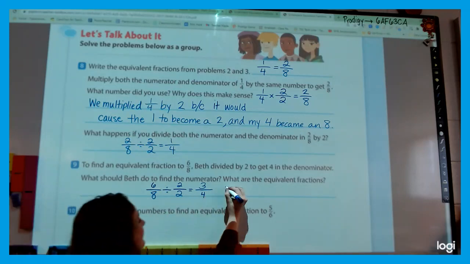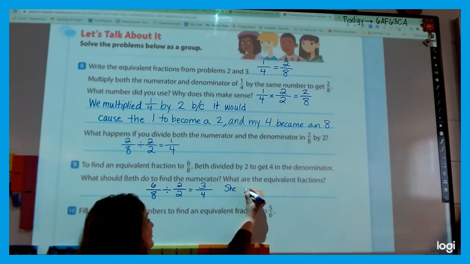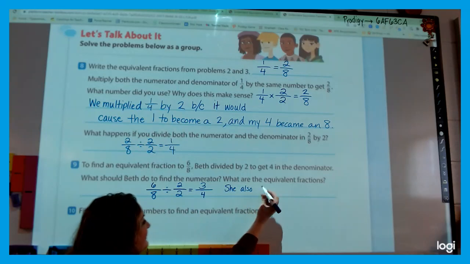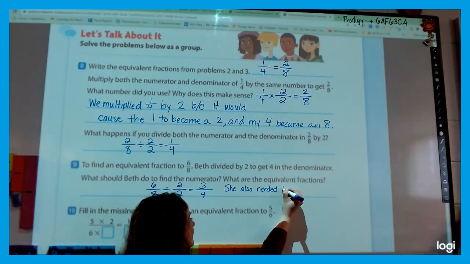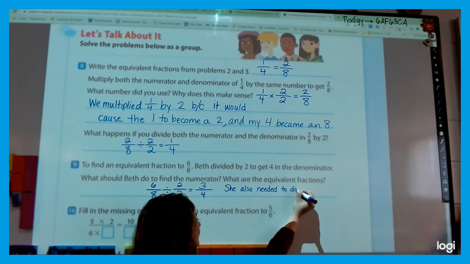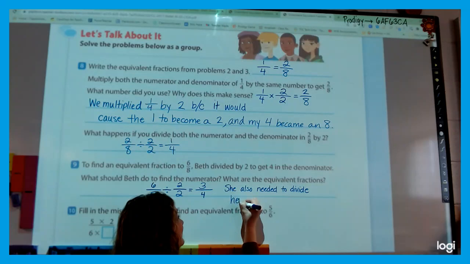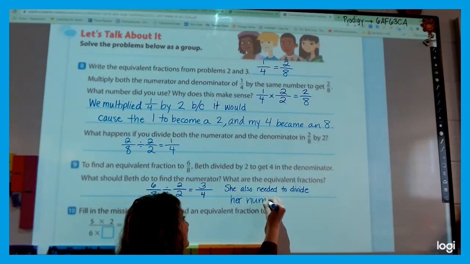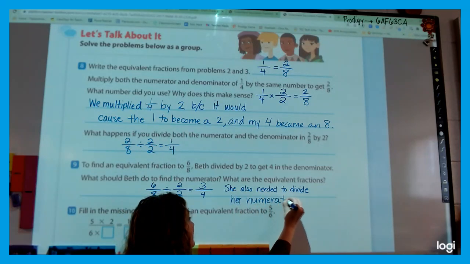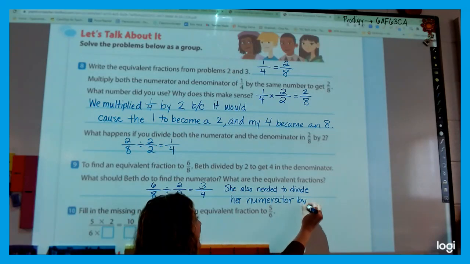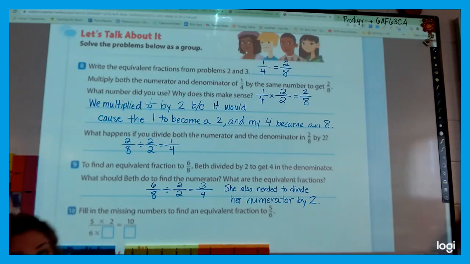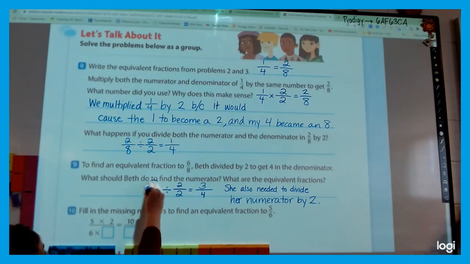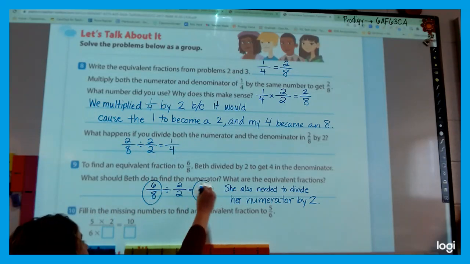So I will write that over here. She also needed to divide her numerator by 2. And my equivalent fractions, we can just circle them. 6/8 and 3/4 are equivalent.